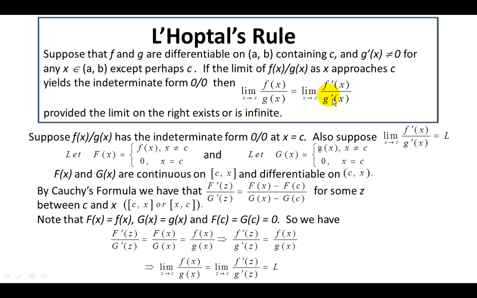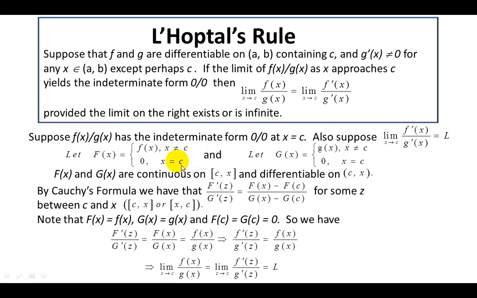So let's suppose that the conditions are met. Let's suppose that we do have the indeterminate form. The limit as x goes to c of f of x over g of x does give us the indeterminate form of 0 over 0. And let's suppose that the limit exists. The limit as x goes to c of f prime of x over g prime of x does equal L.